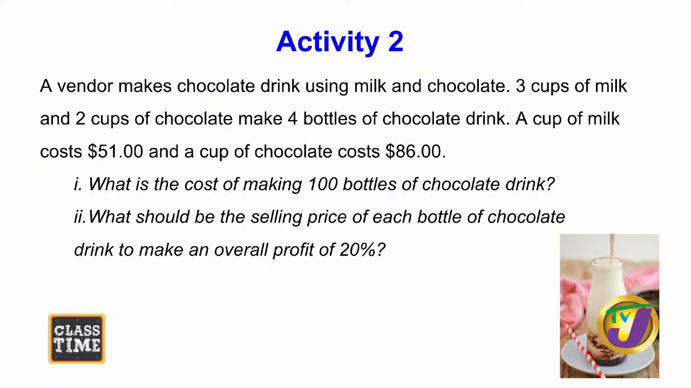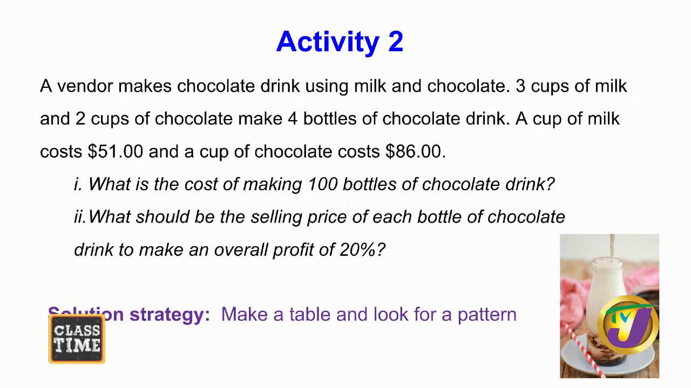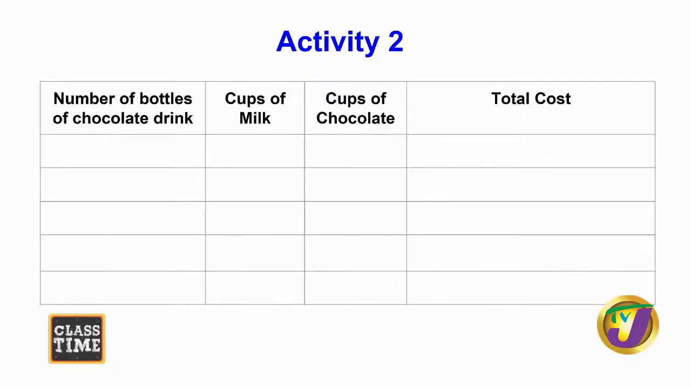All right, so we need a strategy. We can probably start off with a table and see if we can find any patterns coming up. Yeah, so let's make a table and see if we can look for some patterns. All right, so I have an outline of a table here. So we're looking at the number of bottles of chocolate drink, the cups of milk used, cups of chocolate used, and how much money to make those bottles of drink.